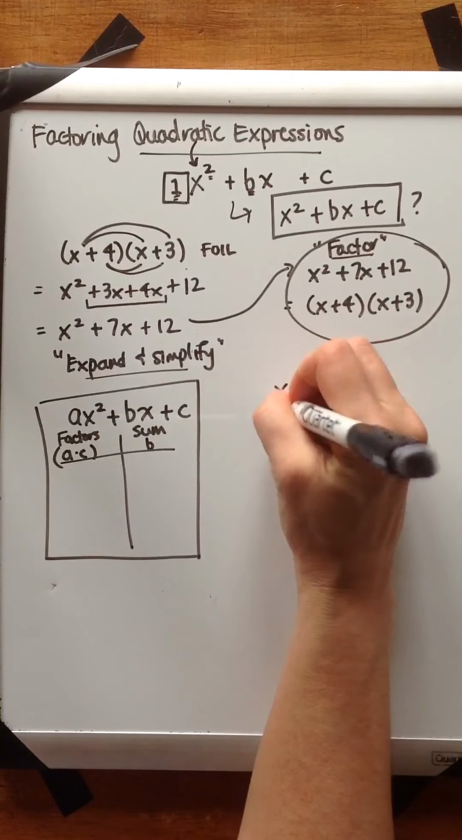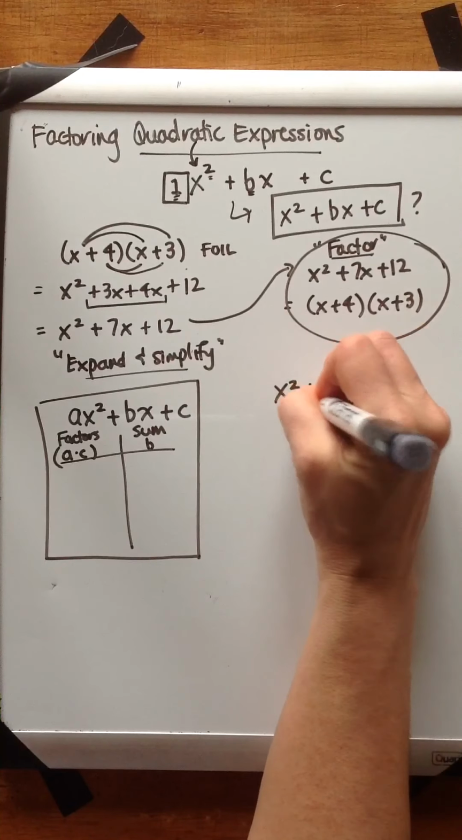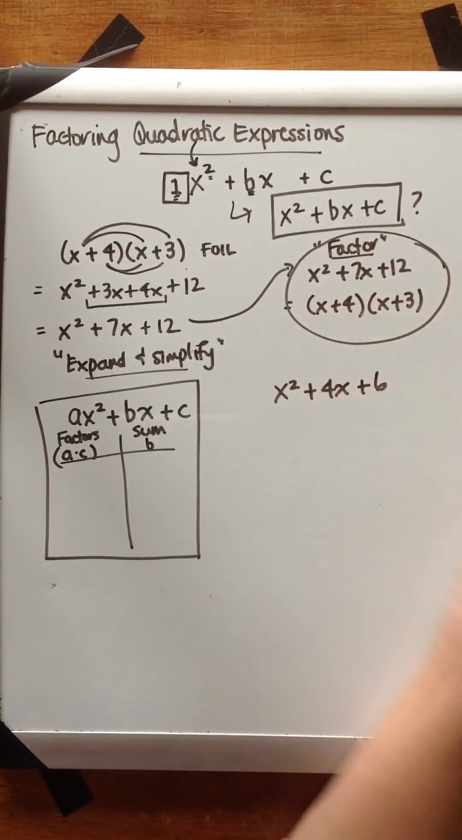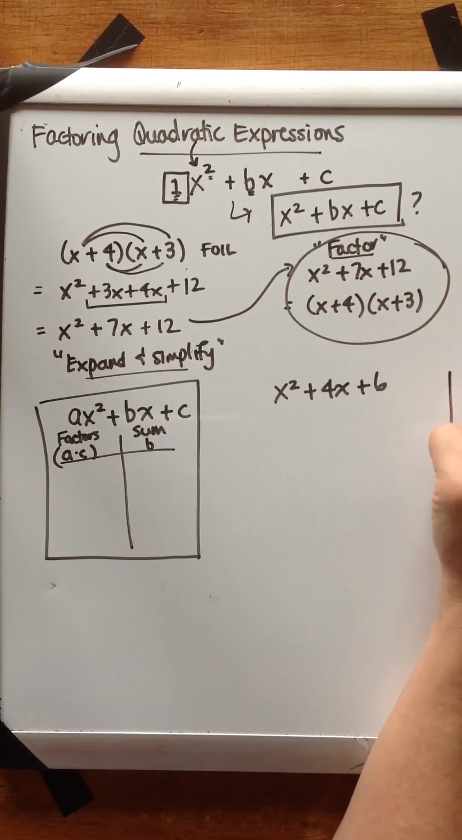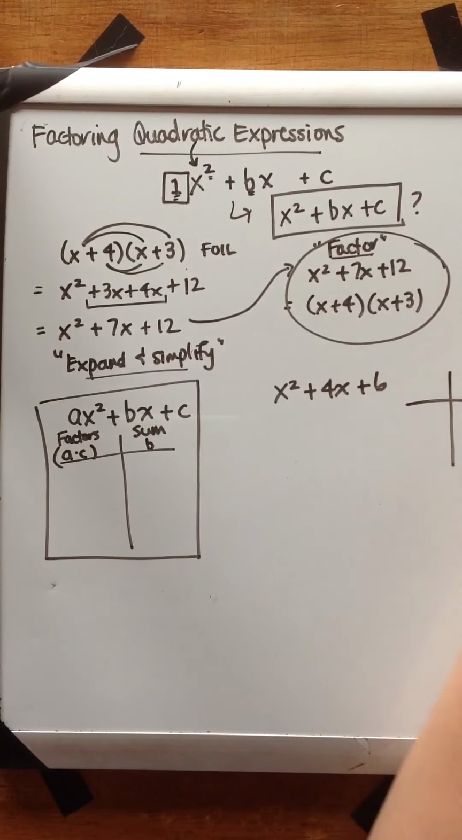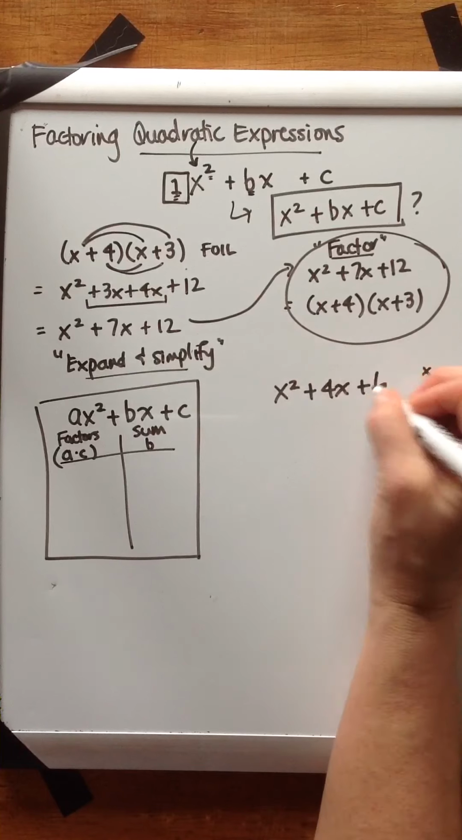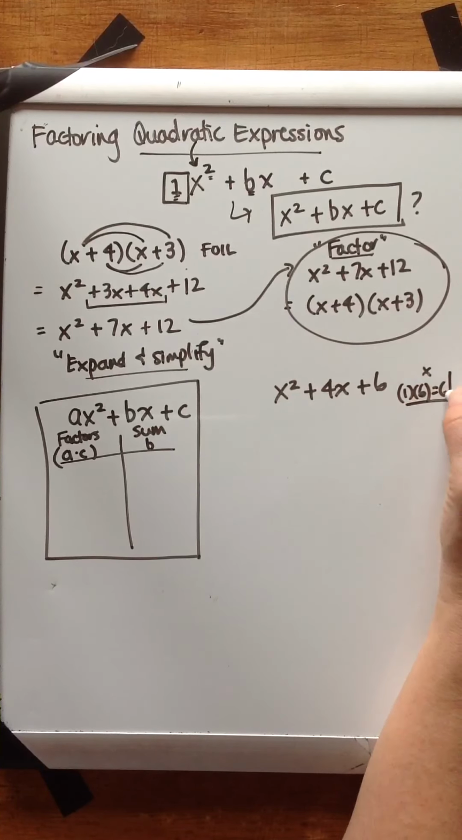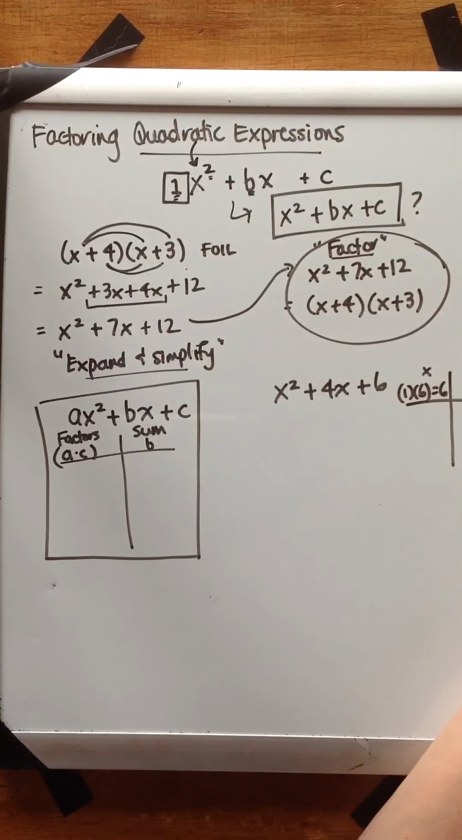Let's factor, if possible in your notes, the following quadratic expressions. x squared plus 4x plus 6. So my little thinking chart I can sometimes just put off to the side. What I'm looking for are two numbers that will multiply to give a times c, or 6, and that will add to give the b value that is here, which is 4.